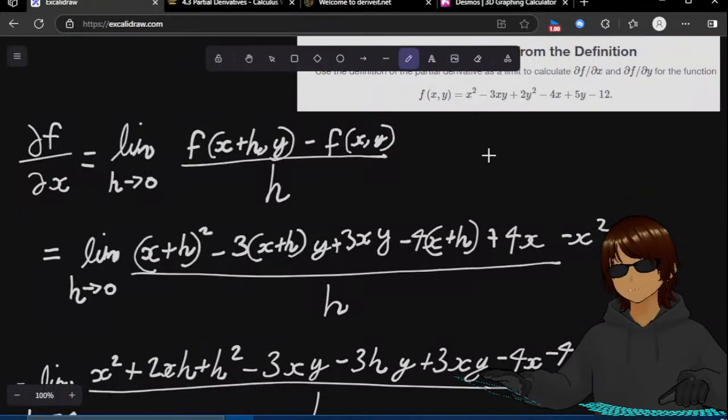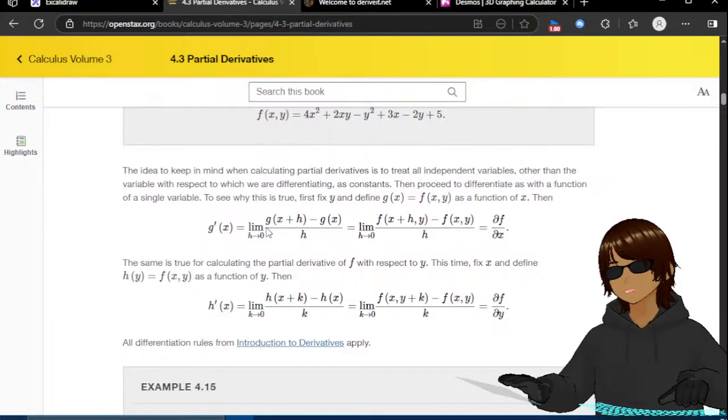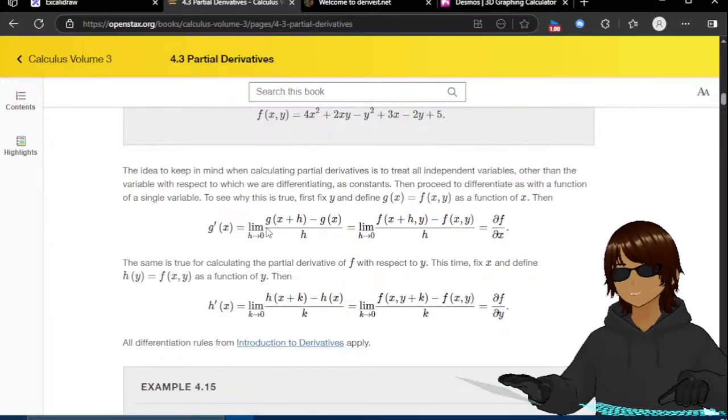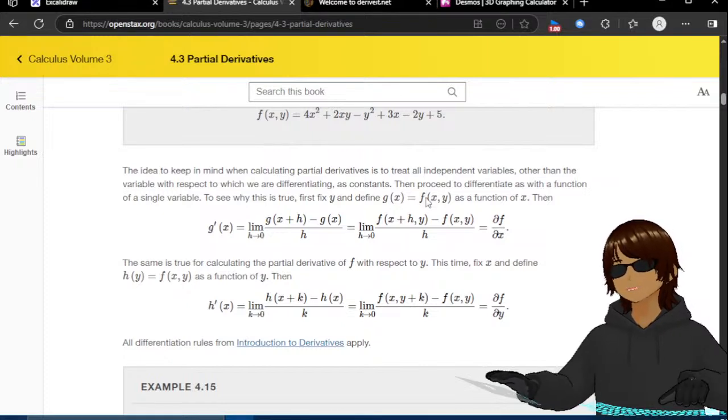Isn't it the same as treating one variable as a constant? Like if I treat x as a constant and then differentiate with respect to y, I get the same answer. The idea to keep in mind when calculating partial derivatives is to treat all independent variables other than the variable with respect to which we are differentiating as constants. Then proceed to differentiate as with a function of a single variable. To see why this is true, first fix y and define g of x as f of xy, a function of x. Then you do this. The same is true for calculating partial derivatives of f with respect to y.